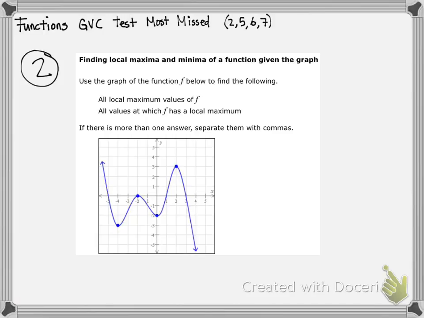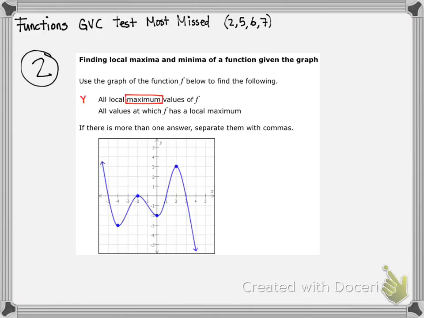Number 2, we have to find either the local maxima or the local minima of a function that's been graphed. So the blue line represents that function. This time it's called function f, but the letter really doesn't matter. The maximums are going to be the higher values, and the minimums are going to be the lower values. This one wants us to find the maximum values.